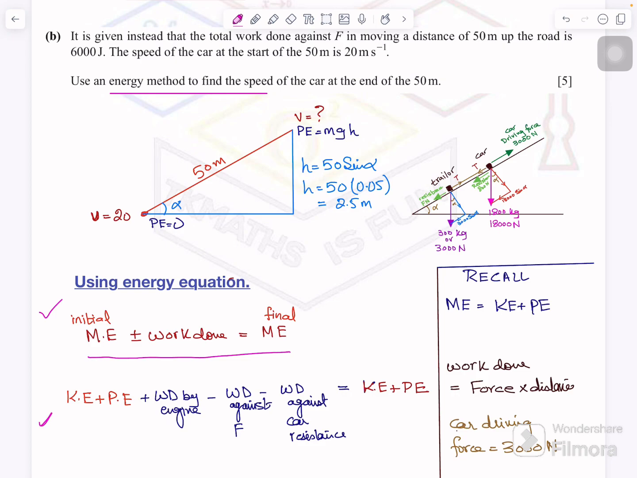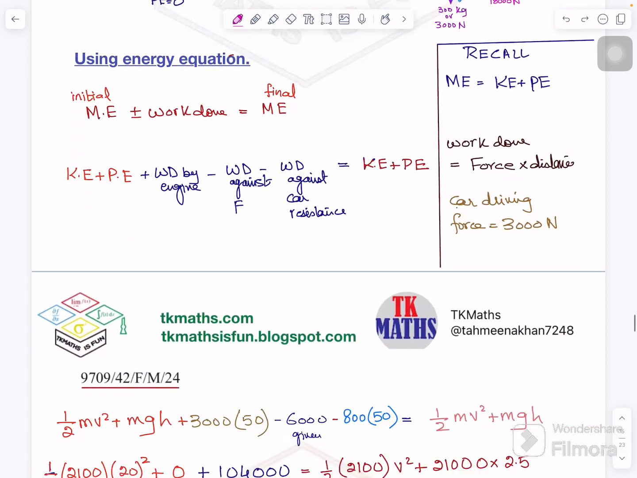You can see here I have described in detail for this particular situation. And mechanical energy, I have told you here to recall, is the sum of kinetic energy and potential energy. For further explanation, you can see the link below.